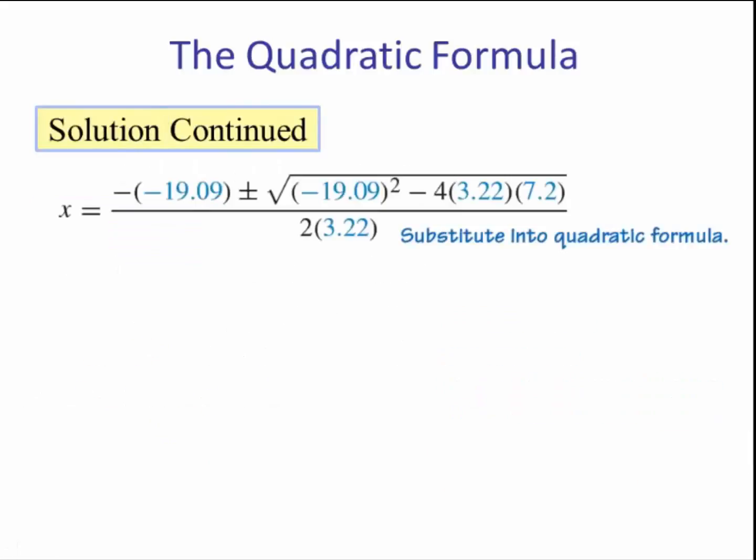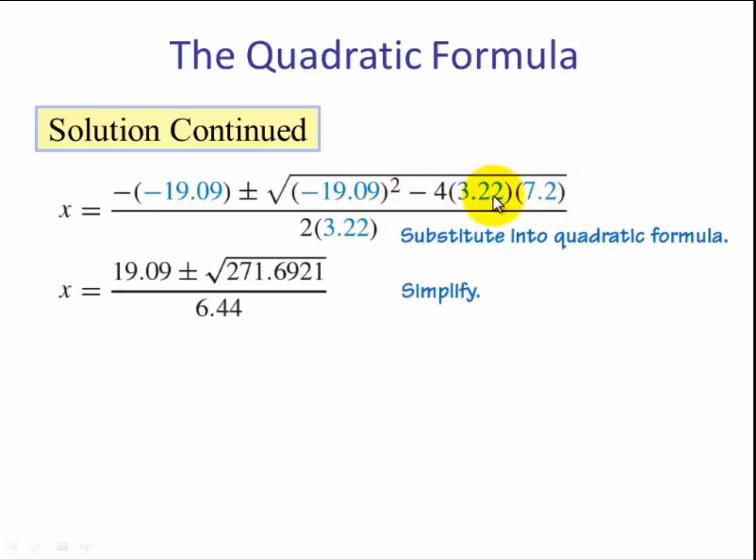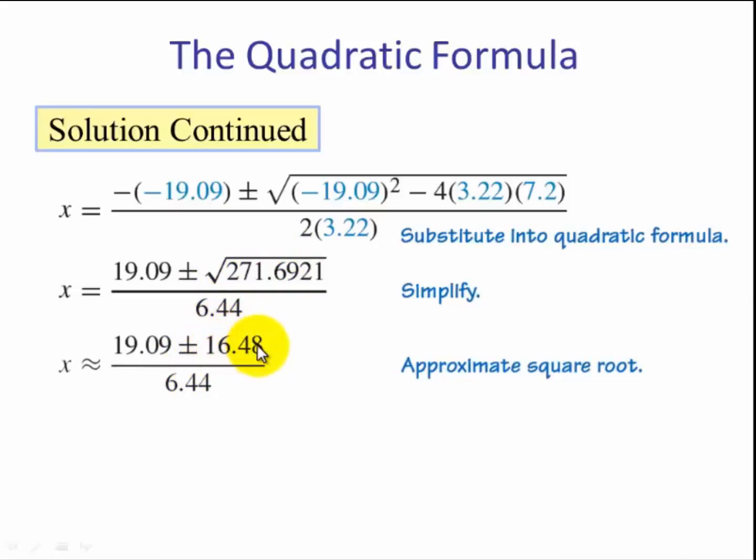Substituting these values in the quadratic formula, we have negative b plus or minus the square root of b squared minus 4 times a times c, divided by 2a. Squaring first, then multiplying, then subtracting, we end up with this value. A negative becomes positive, and 2 times 3.22 is 6.44. Next, we want to evaluate this. So to 2 decimal places, this is 16.48. So we have two values, 19.09 plus or minus 16.48, all divided by 6.44. And we get a value of x approximately 0.41, and x is approximately equal to 5.52.